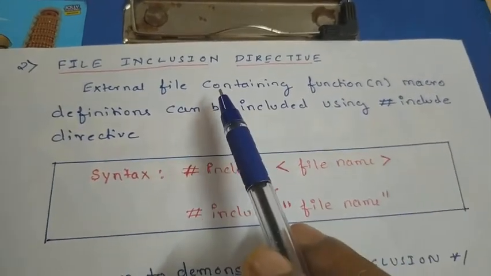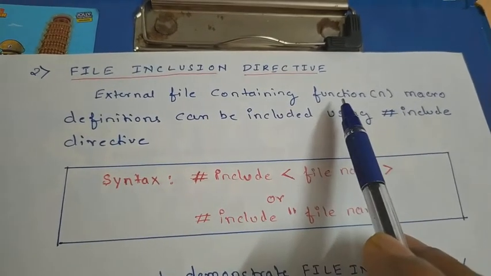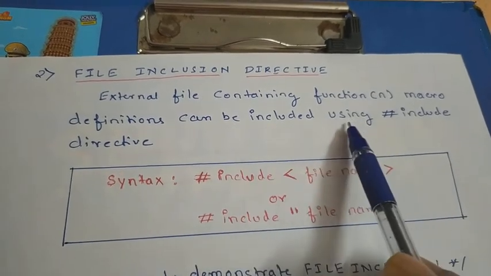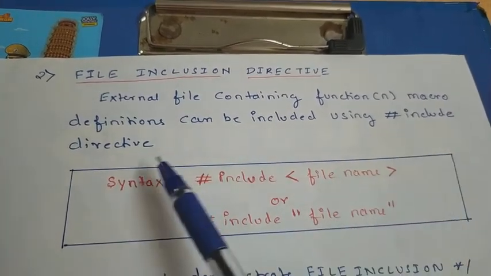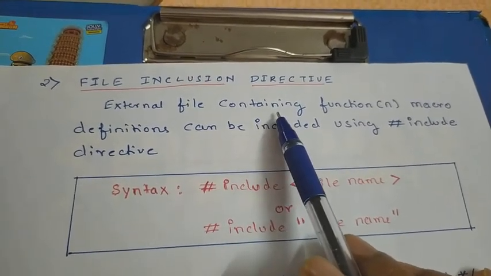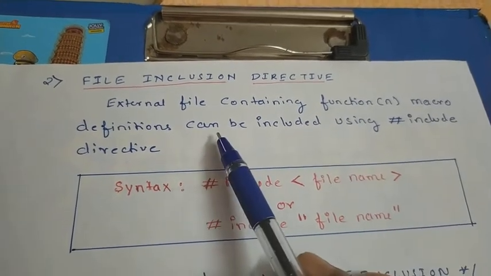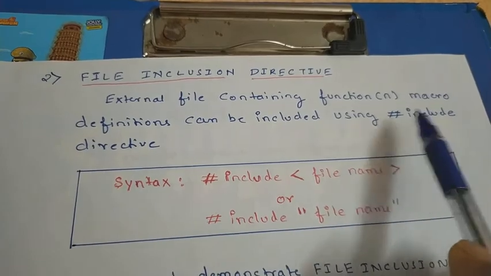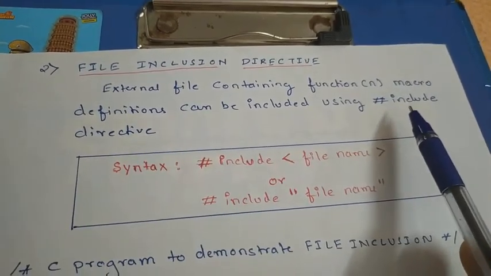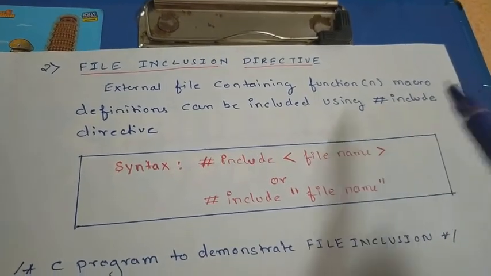So in this file inclusion directive, an external file containing a function macro definition can be included using the #include directive. So we are using a #include directive to include a file in my program. So how do I do that?